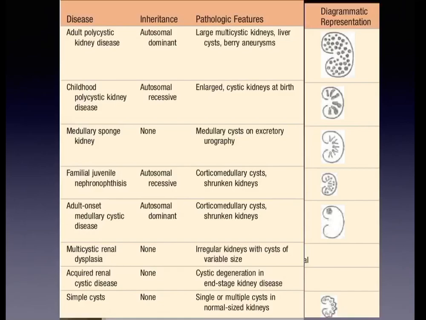So coming to the next three conditions, that is the multicystic renal dysplasia, acquired renal disease, and simple cysts. All these cystic diseases do not have any genetic inheritance. Multicystic renal dysplasia has irregular kidneys with cysts of variable sizes, whereas the acquired one is seen mainly in end-stage renal diseases undergoing dialysis. And then we have finally the simple renal cysts, which can present as single or multiple cysts in normal-sized kidneys.